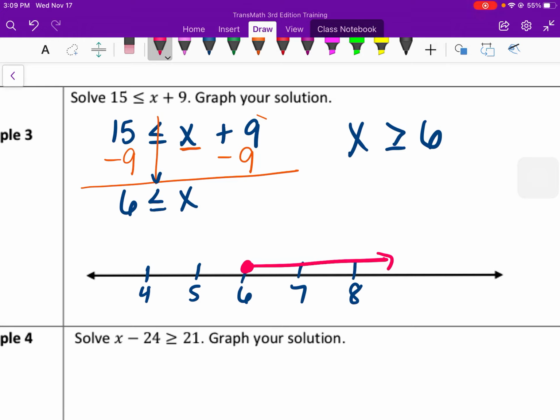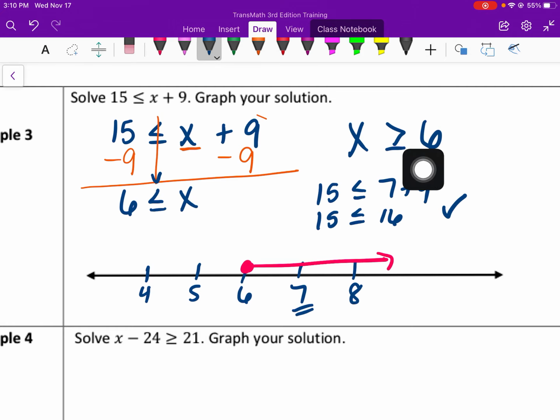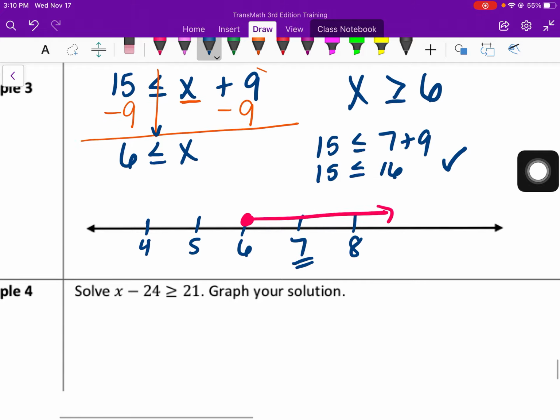Then you can check your answer if you'd like. You could plug in anything that you've graphed just to make sure you have it graphed right. Is 15 less than or equal to, let's try 7 as a solution, 7 plus 9? 15 is less than or equal to 7 plus 9, which is 16. 15 is less than 16. So I have graphed it correctly. And it helped to flip it around.